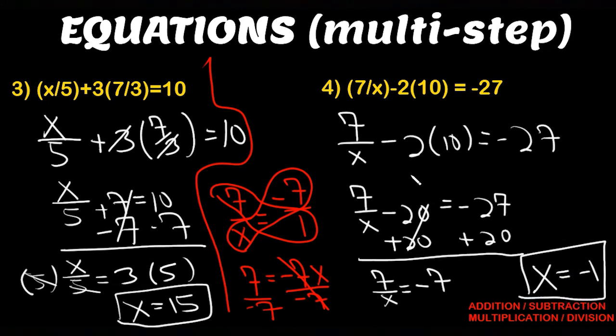Okay? Now we can go ahead and check it. So right here, if I plug it into x, 7 divided by a negative 1 is negative 7. Okay? And then we know that this part right here will give us negative 20. So it's a negative 7 and a negative 20. That will give you negative 27. All right? So that problem's done.